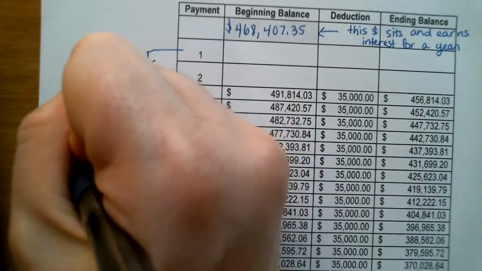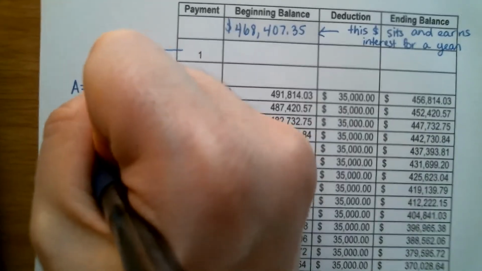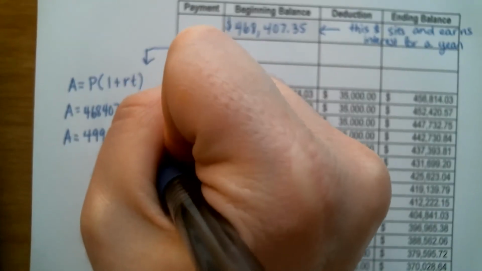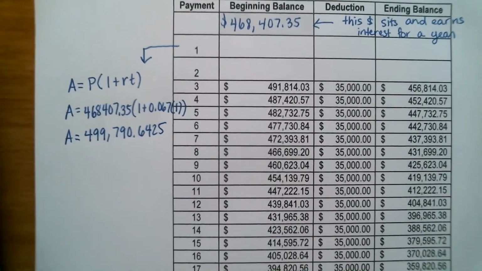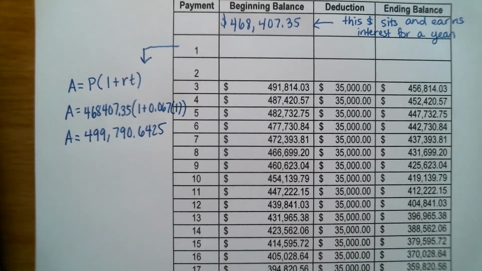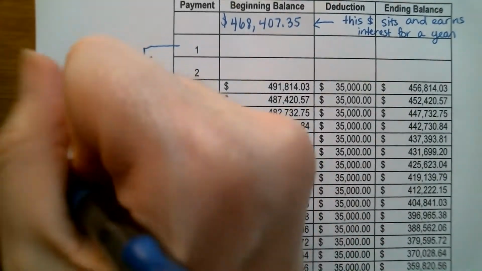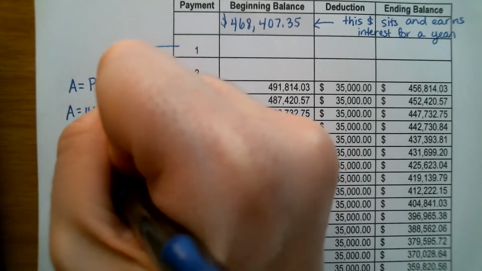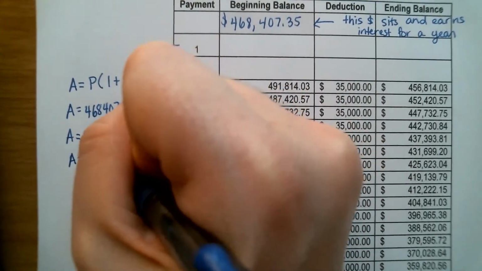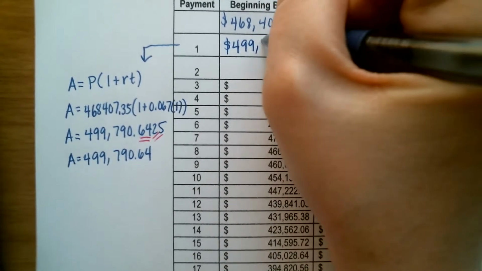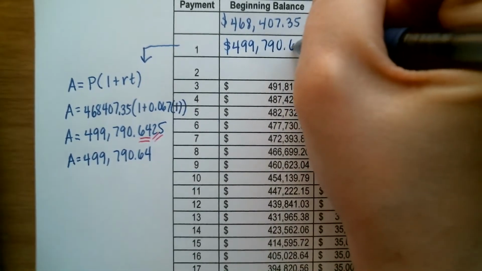I'll go ahead and write down the whole thing. It's going to be $499,790, and then we have to look at the cents here. You would round to the nearest cent, like you always do. We've got 64 here, and the number after is a 2. So after 1 year, we have $499,790.64 in the account. I'm going to write this number in the box.